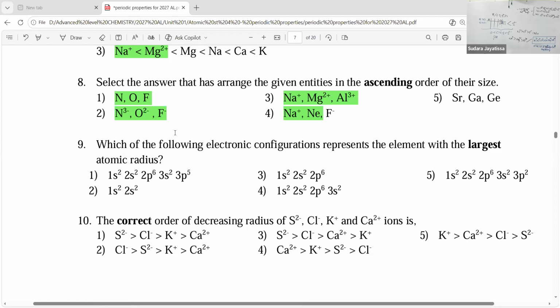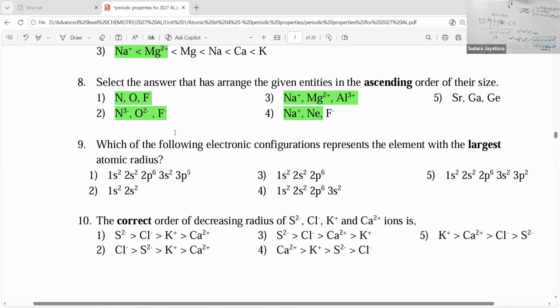Okay, 10th question, the last one. The correct order of decreasing radius. S2 minus, Cl minus, K plus, and calcium 2 plus.